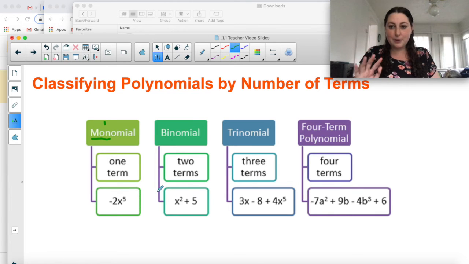Terms are always separated with a plus or a minus. Think of bicycle, that means 2. Okay, trinomial, tri means 3, like triangle. So 3 terms, 1, 2, 3. And more than that, you just say the number of terms.